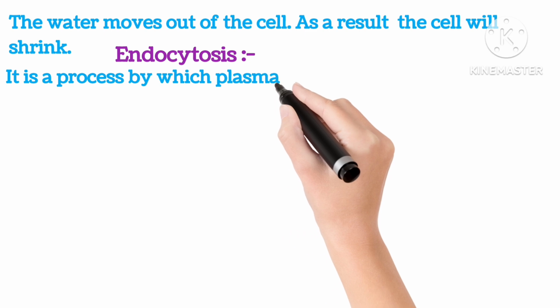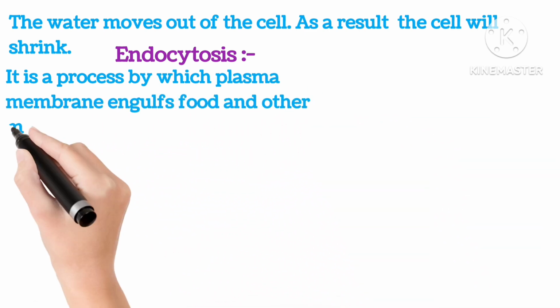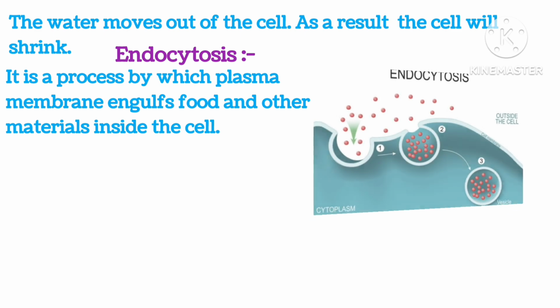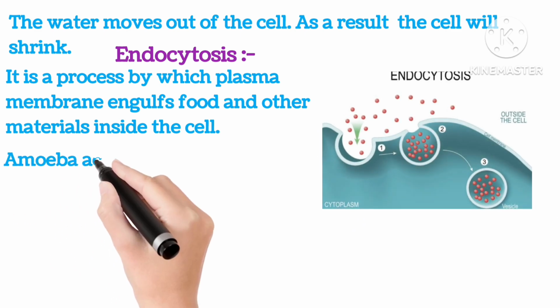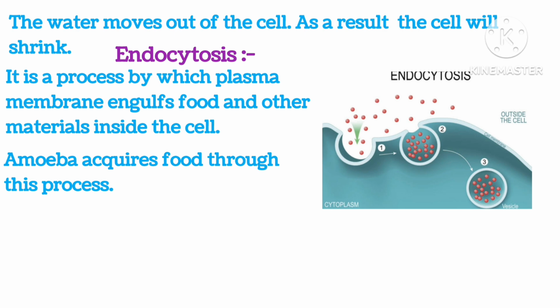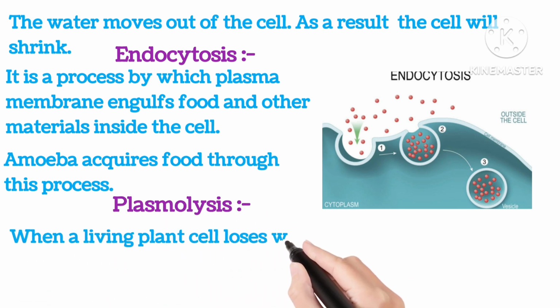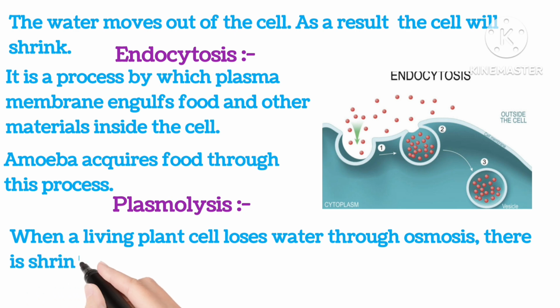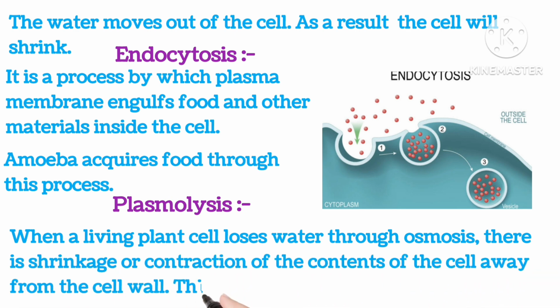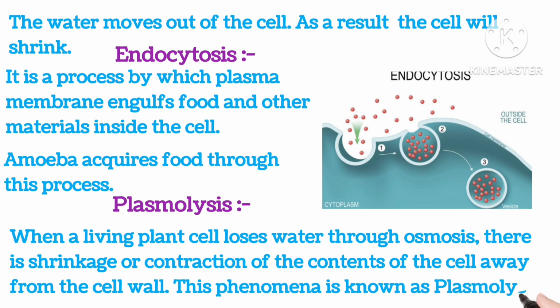Endocytosis. It is a process by which the plasma membrane engulfs food and other materials inside the cell. As you can see here in this picture, amoeba acquires food through this process. Plasmolysis. When a living plant cell loses water through osmosis, there is shrinkage or contraction of the contents of the cell away from the cell wall. This phenomenon is known as plasmolysis.